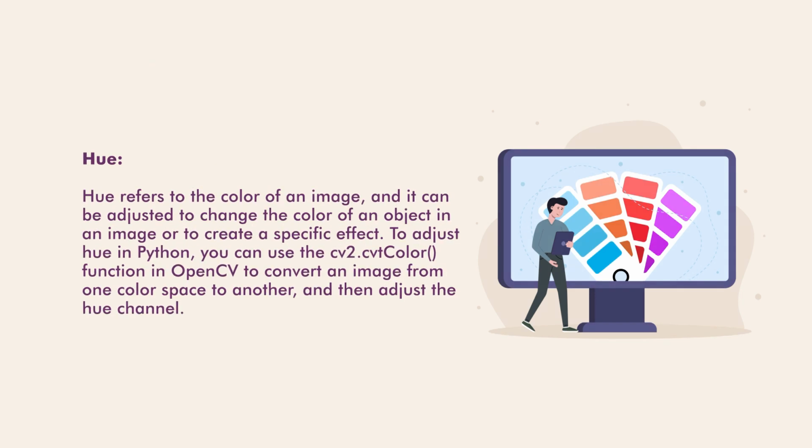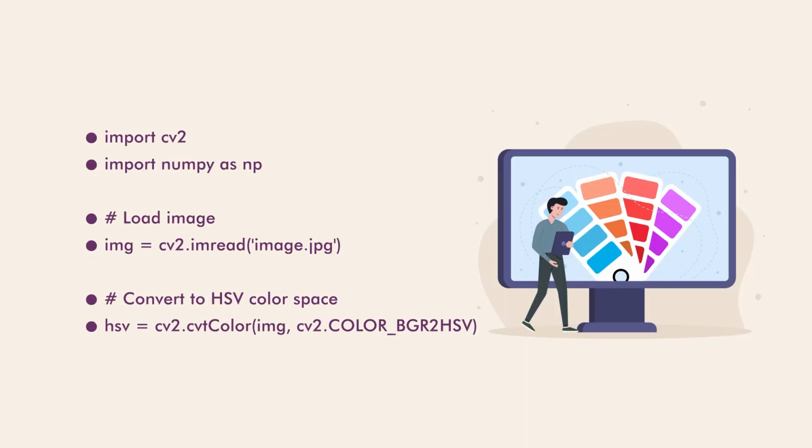So, next is hue. Hue refers to the color of an image and it can be adjusted to change the color of an object in an image or to create a specific effect. To adjust hue in Python, you can use the cvtColor function in OpenCV to convert an image from one color space to another and then adjust the hue channel. For example, to change the hue of an object in an image using the HSV color space, you can use the following code. You have to apply this on your system and learn how to convert.